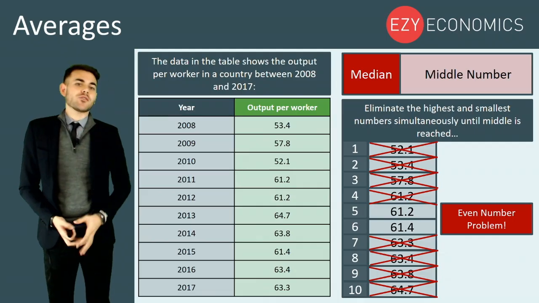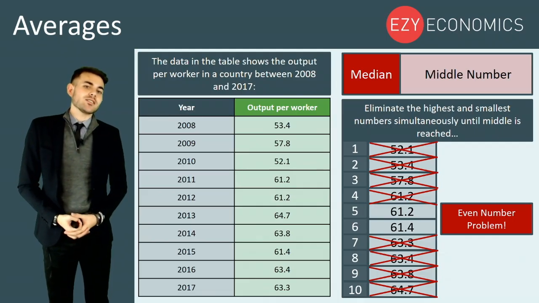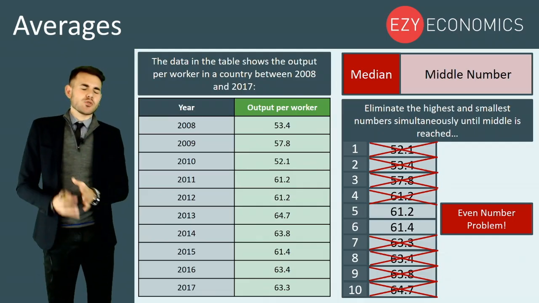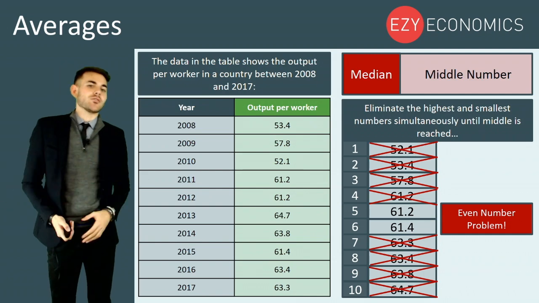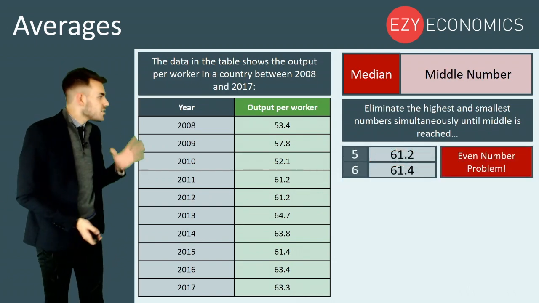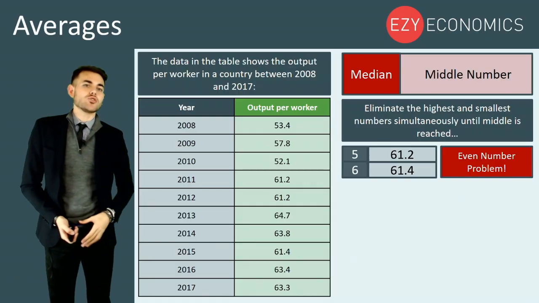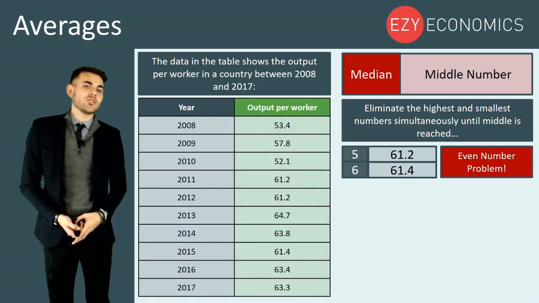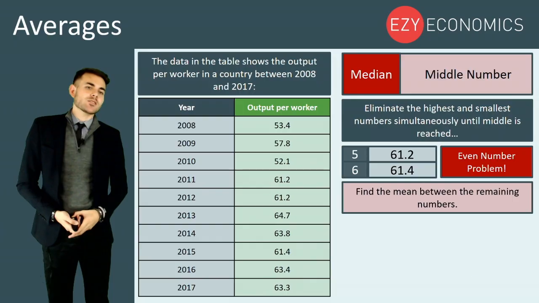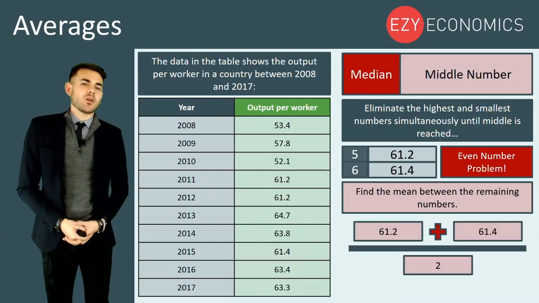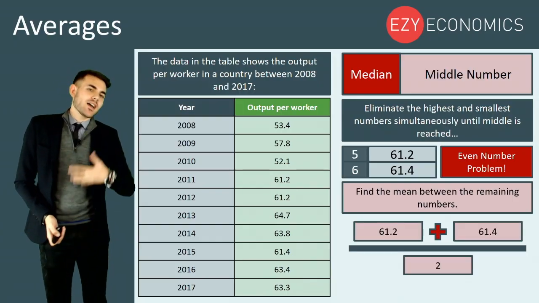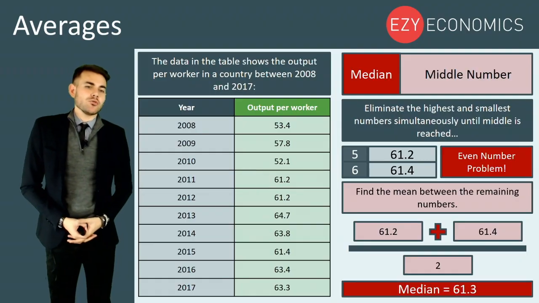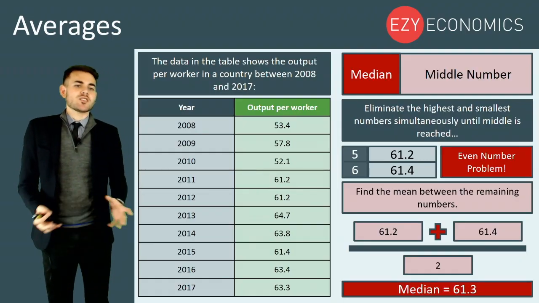And the way that you go about finding the median is you need to identify the middle value between the fifth and the sixth value in this particular case, because the median must lie somewhere between those two points. So we find the mean of these particular points, and we do that by adding up the two values, 61.2 and 61.4, and then dividing by 2. And that then gives us our median of 61.3.